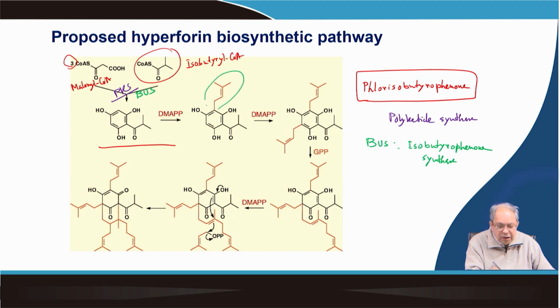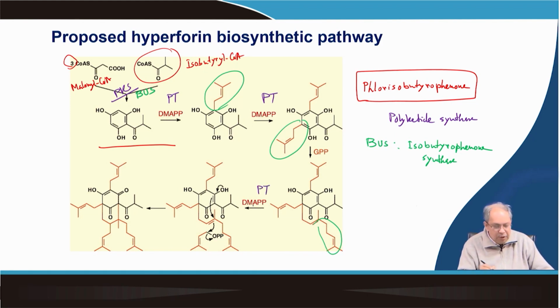So, this is the prenyl chain, 1, 2, then 3. You see here DMAPP is required for the first one, the second one again a DMAPP, the third one is a GPP, and the fourth one again a DMAPP. So, basically these are all prenyl transferases. These steps are all catalyzed by PTs, prenyl transferases, which transfer the prenyl side chain into it.